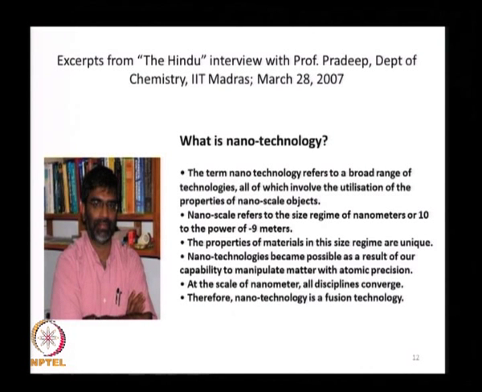It refers to the size regime of nanometers or 10 to the power minus 9 meters. The properties of the materials in this size regime are unique. Nanotechnologies become possible as we develop capability to manipulate matter with atomic precision. At the scale of nanometer, all disciplines converge. Therefore, it is a fusion technology or interdisciplinary technology.